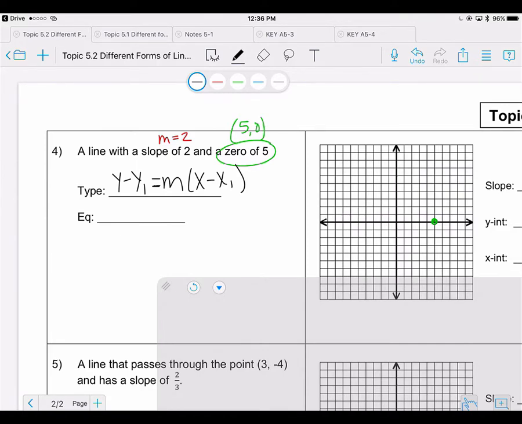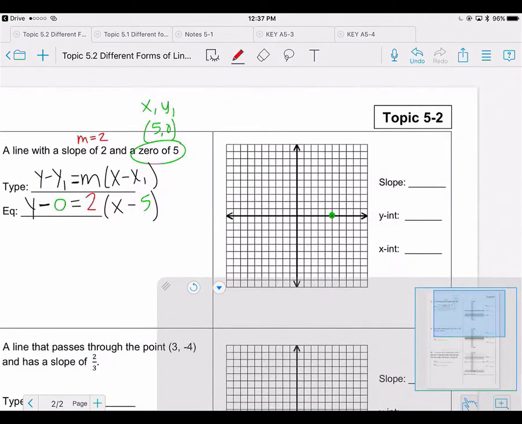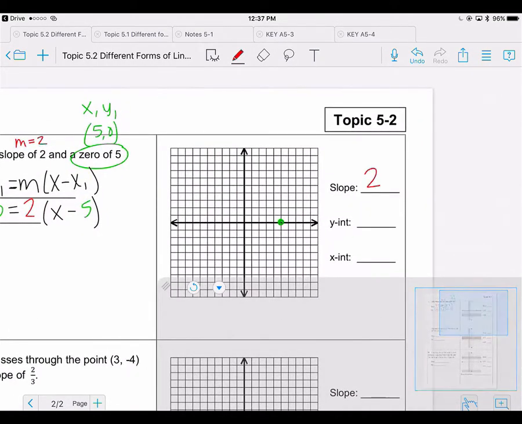And we can plug in. So we would have y minus 0 equals 2x minus 5. And if we forgot how to graph with a point and a slope, we could solve this for y. However, as we just talked about, you don't have to convert to be able to graph this.